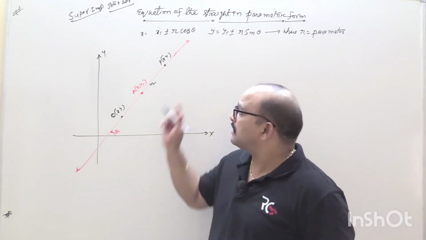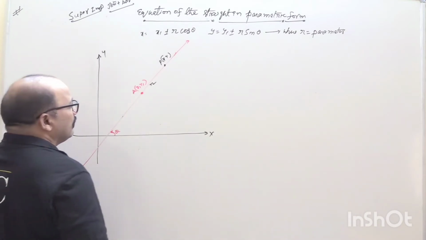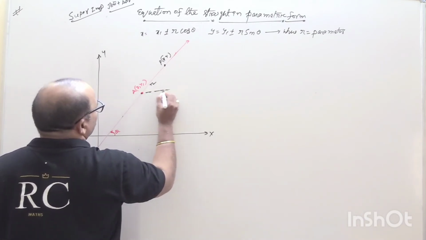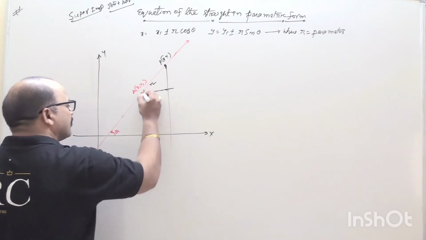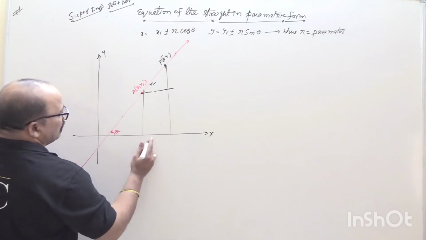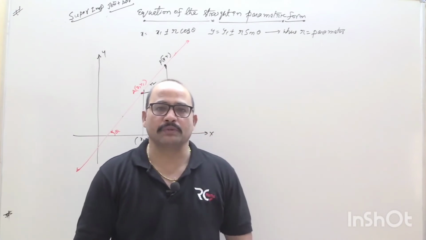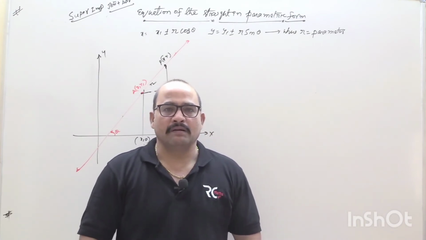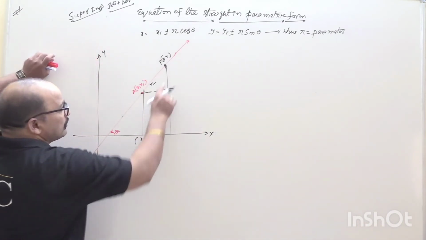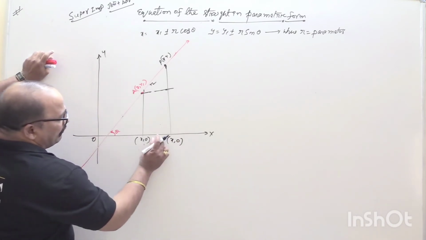Firstly we will find that P point. Now I am going to create a right angle triangle. This is the foot of the perpendicular; foot means bottom. This bottom point is x1 comma 0, and this bottom point is x comma 0. Now I want to calculate the distance between them.